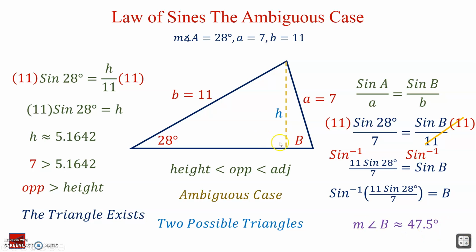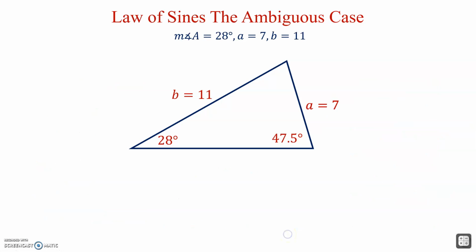47.5, the measure of angle B, so B is 47.5. So what we found are the measures of that first triangle, but the ambiguous case told us that there's actually two possible situations. So let's look at the second. This is where we left off. Now we saw from earlier, we need to consider if this side 7 was over here. We now have our second possible triangle.